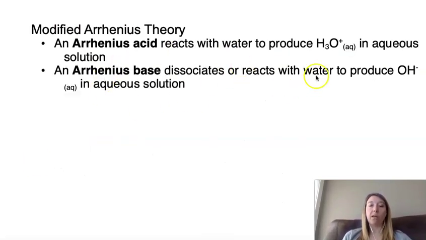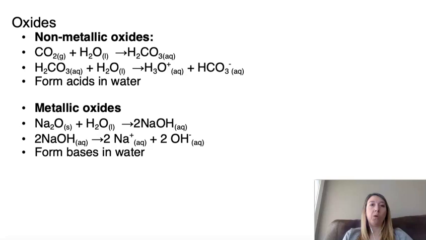Okay, so this slide just gives you that specific theory so that you know what it is you are looking for. There are just 2 other kind of weird exceptions that you need to know of as well. We don't talk about them too much, but they are things you should be aware of. And those are our oxides, okay? So oxides are compounds that contain oxygen. We classify them into 2 categories, non-metallic oxides and metallic oxides.